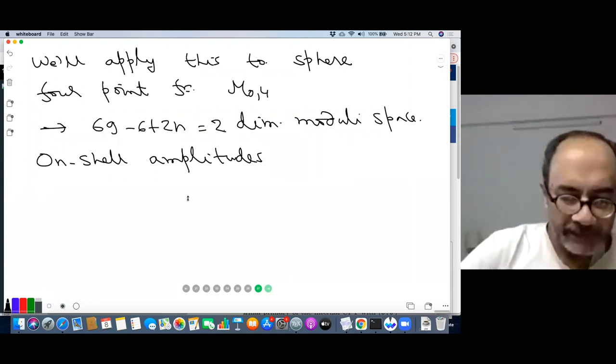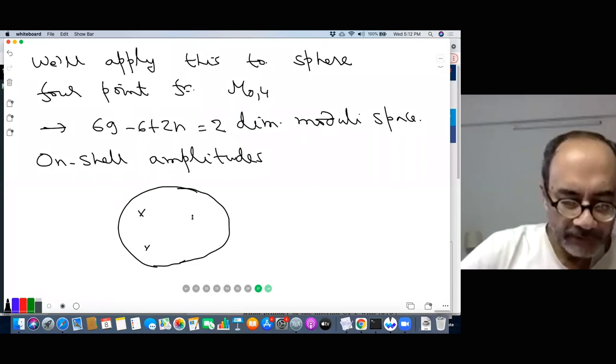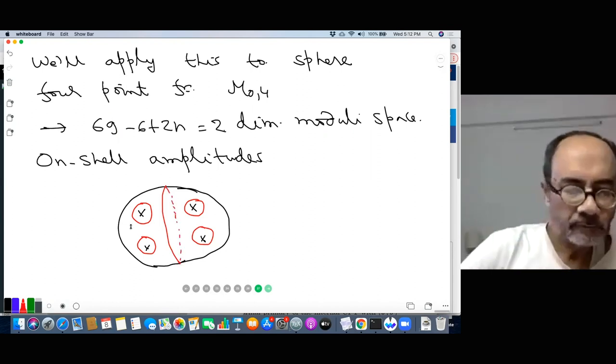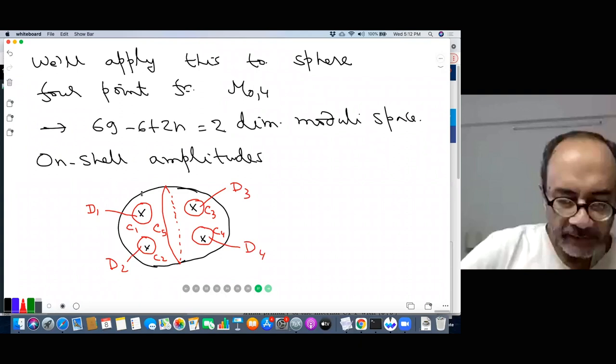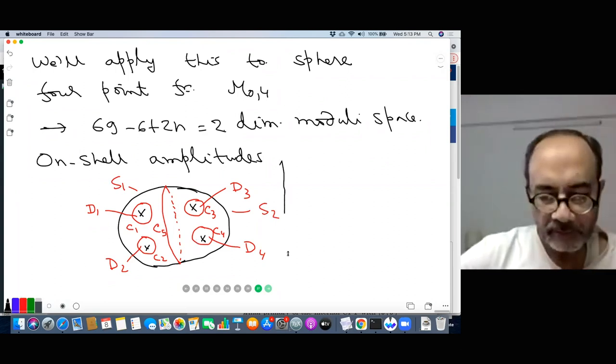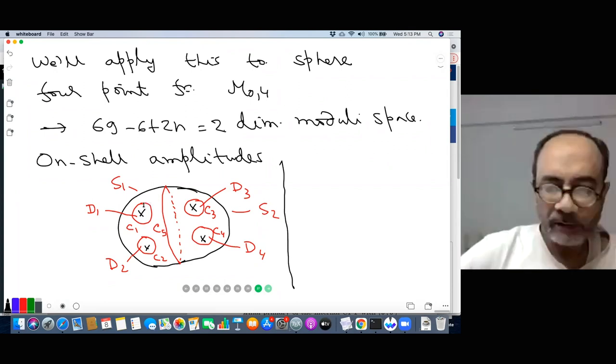So the way we'll proceed is that we'll take the sphere with four punctures. We'll choose the four punctures over here. We'll draw the circles. So if we call this C1, C2, C3, C4, and C5, and if we call this D1, D2, D3, D4, and we call this the first sphere, this is our S1, and this is our S2, then you see that we have the relation. Let me write down the relation and then I'll stop.